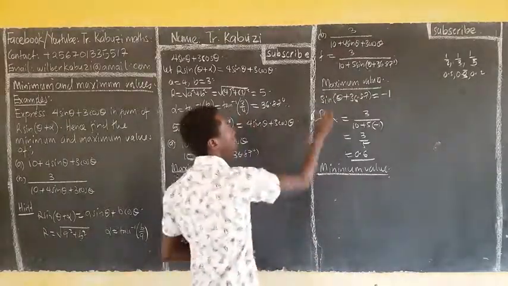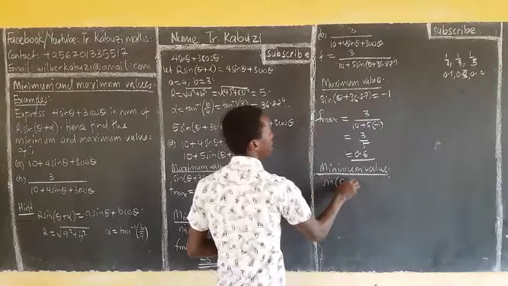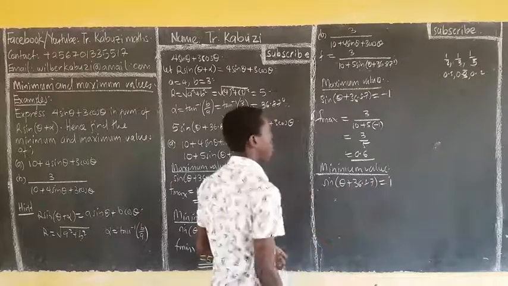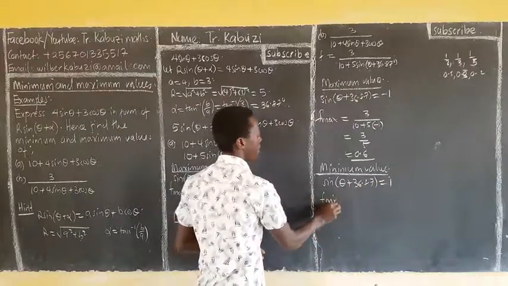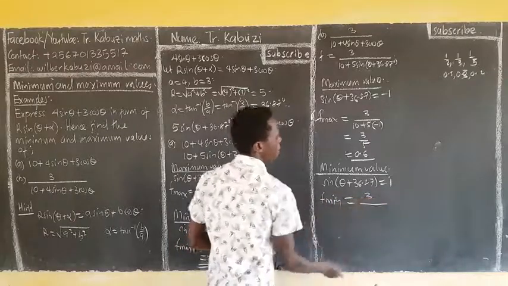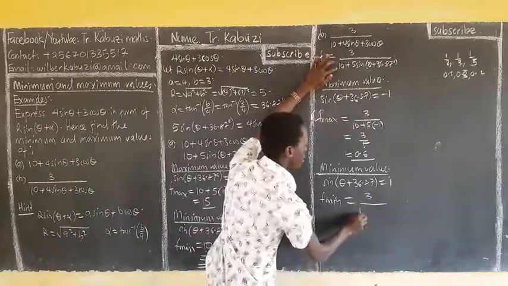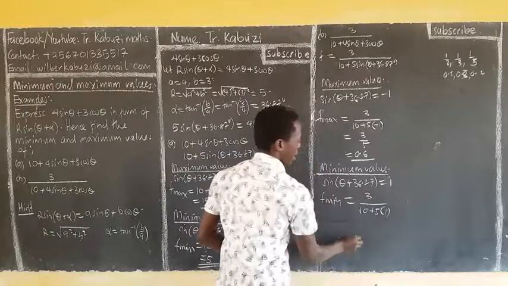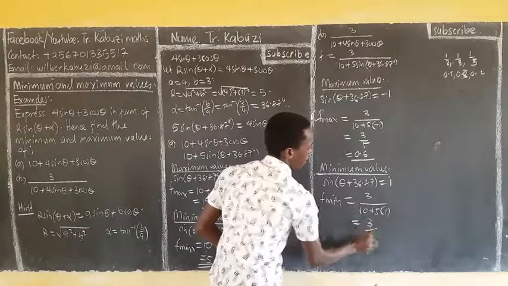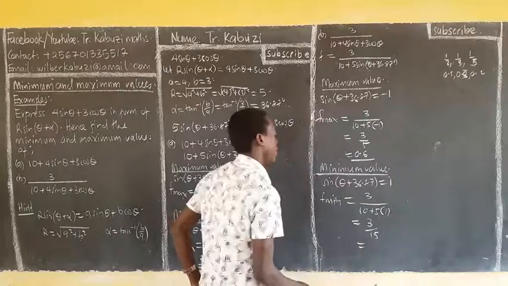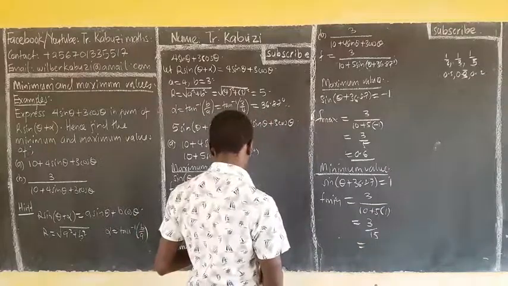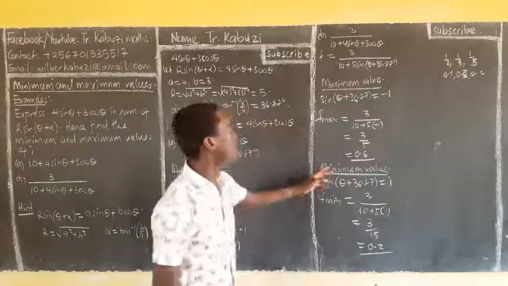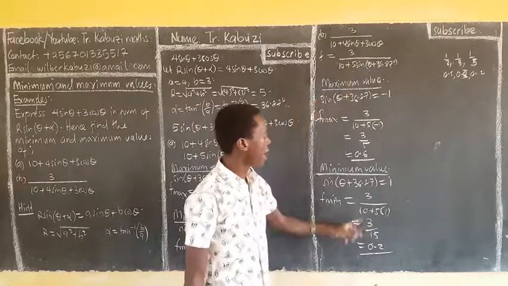So the minimum value of this is going to happen when sine of theta plus 36.87 is maximum. So my f minimum will be 3 over 10 plus 5 into, where there is the whole of this, I put a 1. So this will be 3 over 15, and that gives you 0.2. Yes, 0.2. And see that this one is the minimum and this one is its maximum.